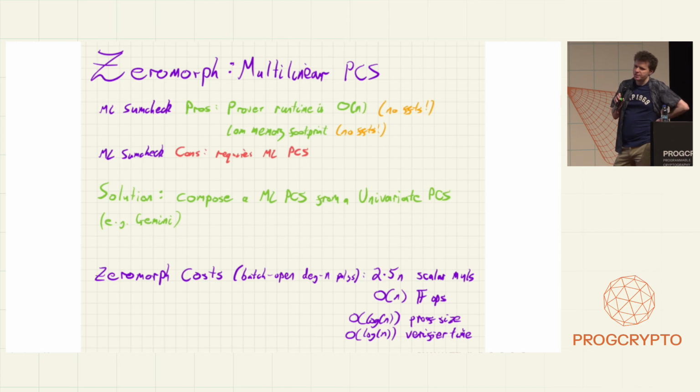So if you have a degree n polynomial, you have 2.5 n multiscalar multiplications to perform, which is only slightly worse than the best univariate commitment scheme, KZG. And the proof size and the verifier time are both log n, which is slightly annoying, but can be gotten around. And it requires 3 pairings, which is nice, because a lot of other schemes require a logarithmic number.